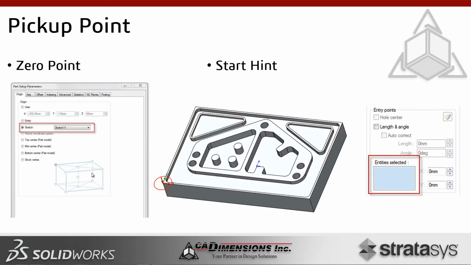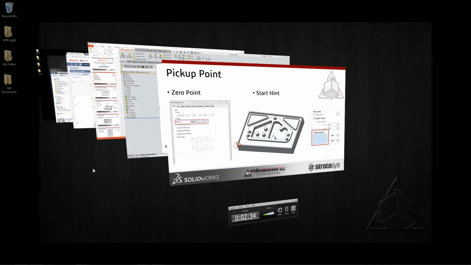Now, the first thing that I want to discuss today, as far as getting in and actually talking about the software, is the pickup point. What we can do is use a SOLIDWORKS sketch to create our 0 point, and we'll also talk about a start hint, the ability to say exactly where we want to start the toolpath, right? So let's get into the software and take a look at it.